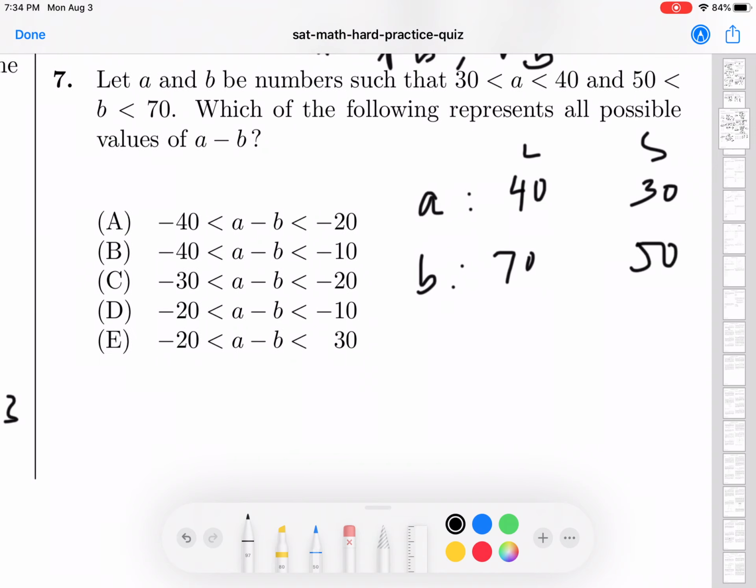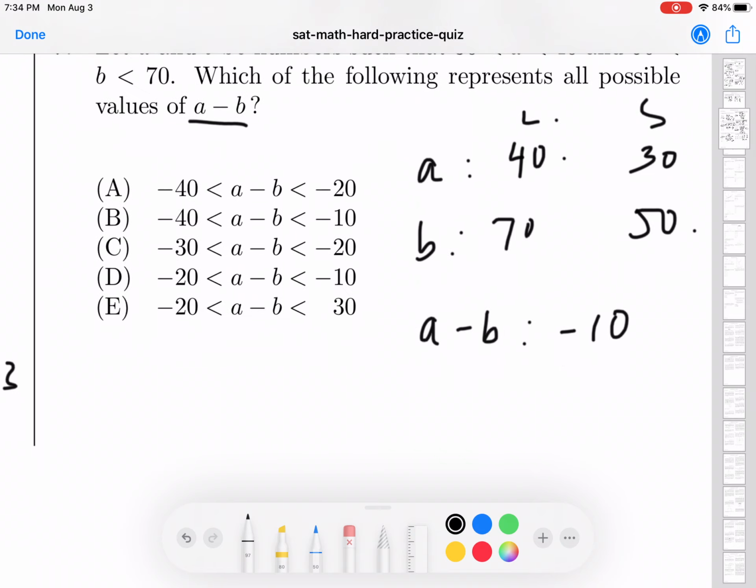To find the largest value of a minus b, we're going to take the largest of a and the smallest of b. That's going to give us our largest a minus b, which is negative 10. For our smallest value of a minus b, we're going to take the smallest value of a minus the largest value of b. That's going to get the smallest number we can have, which is negative 40. So, a minus b has to be within those bounds.